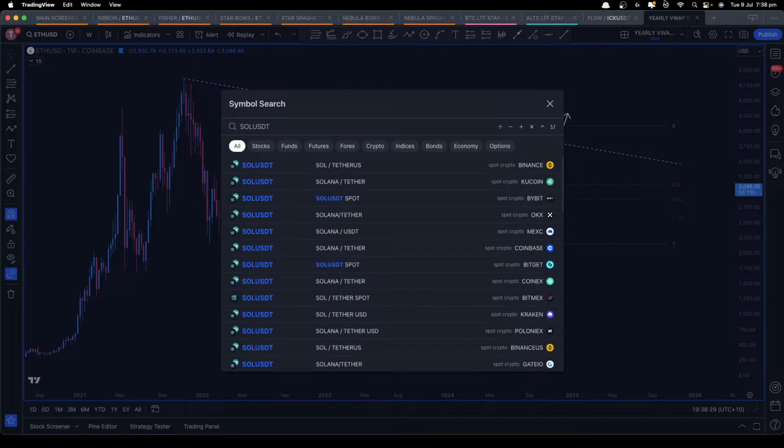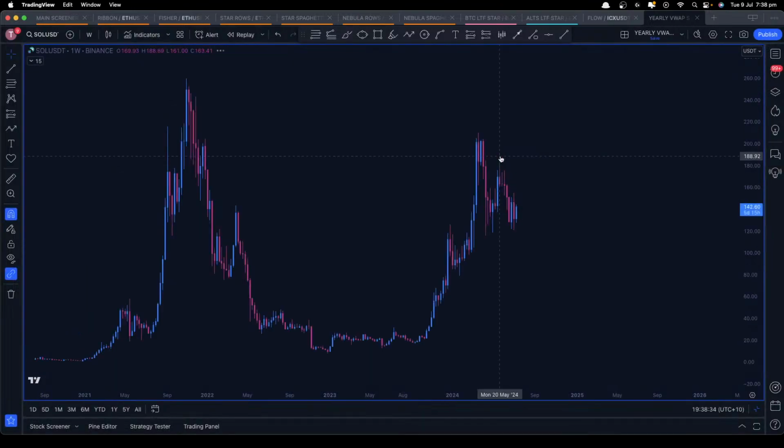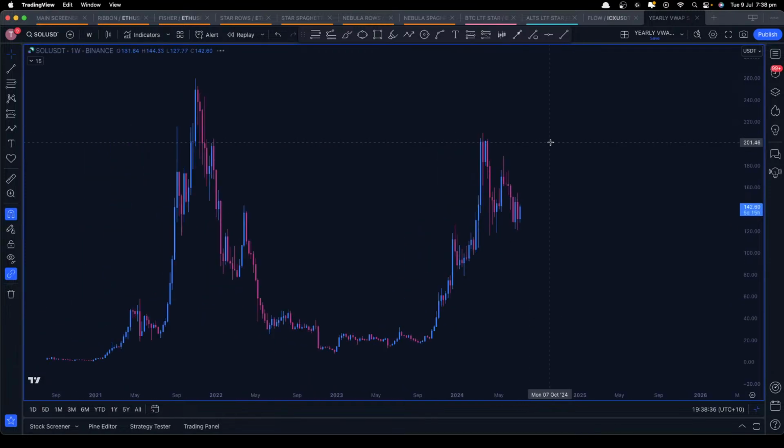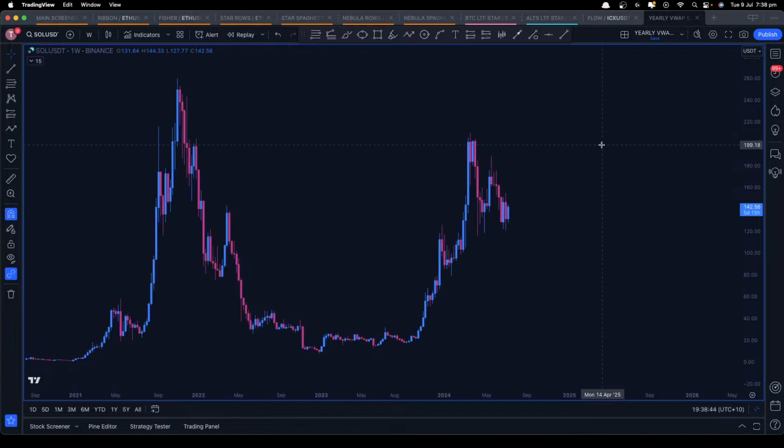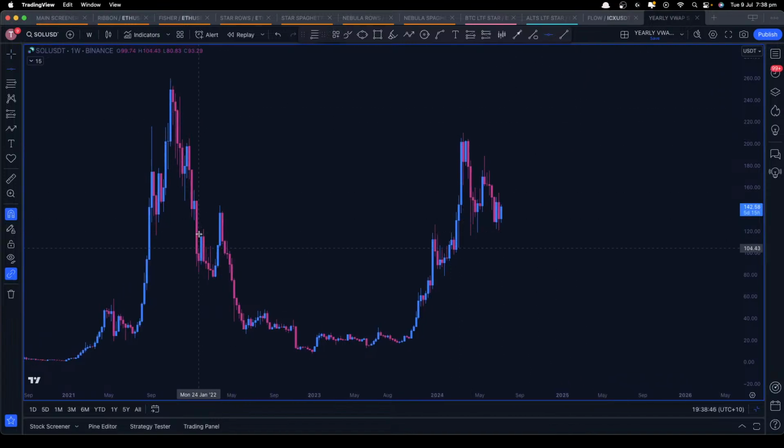If we go over to Solana, I don't particularly use fibs, to be honest. I've got indicators that just show it to me, so I don't really need to use them, but it's just a simple way of showing you discount and premium. Solana is very, very similar as well.